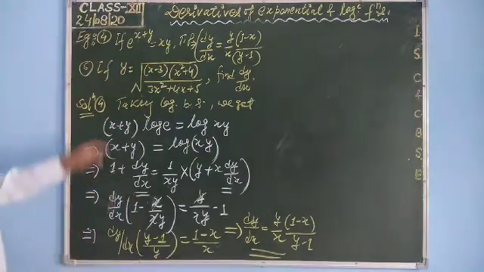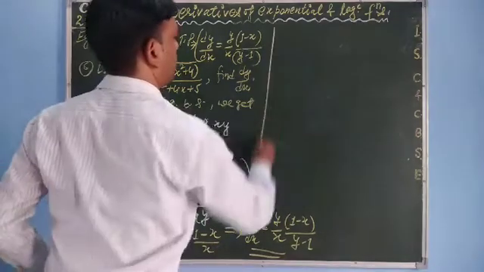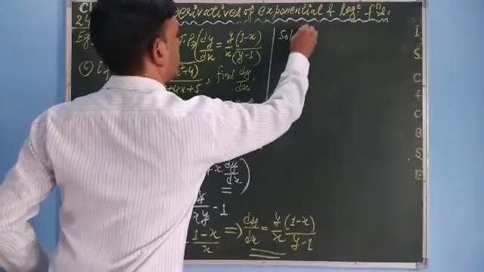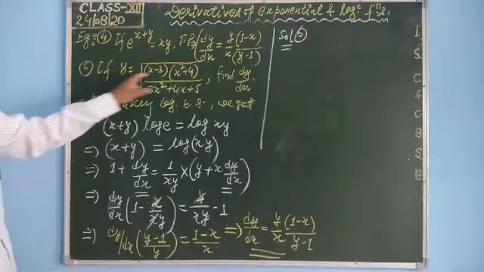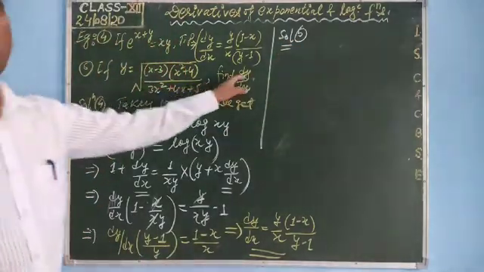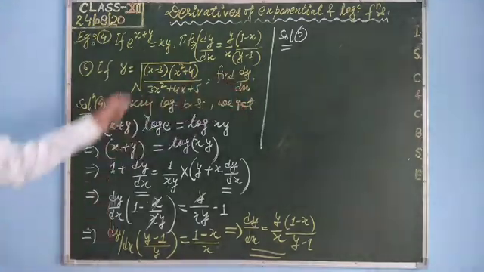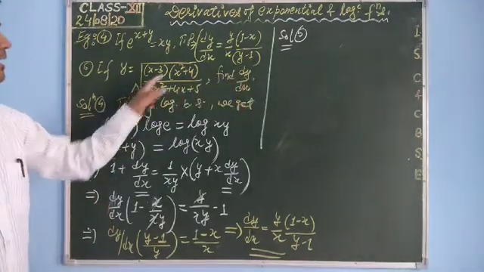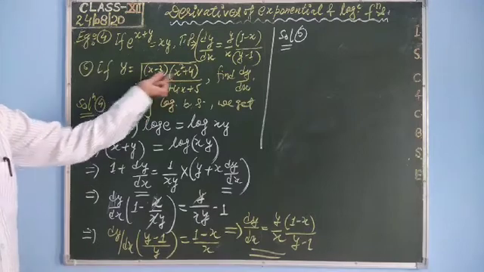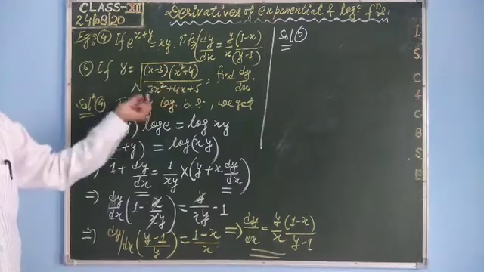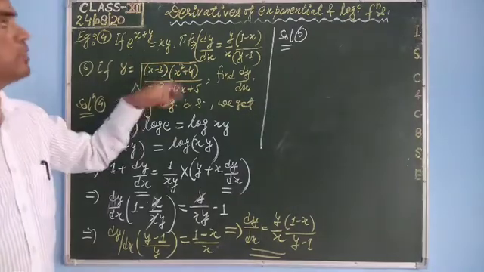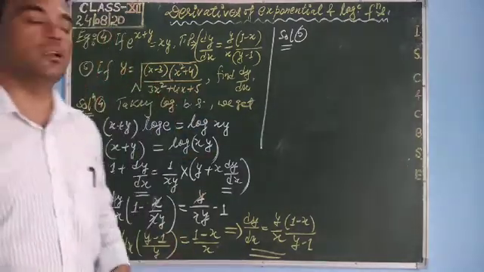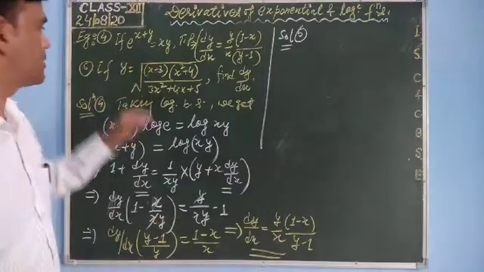Okay students, now come to the second solution. Y is equal to under root of this whole expression, and we have to find dy by dx. Since here is a radical sign, and this is in quotient form, and it is also in product form, to differentiate this with respect to x we have to use logarithmic differentiation for easy calculation.